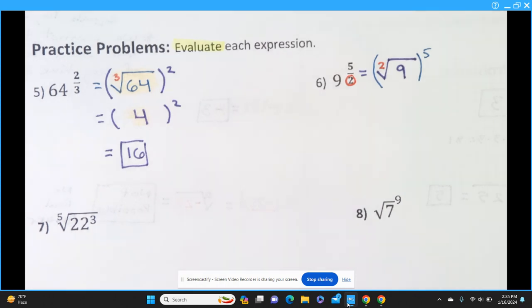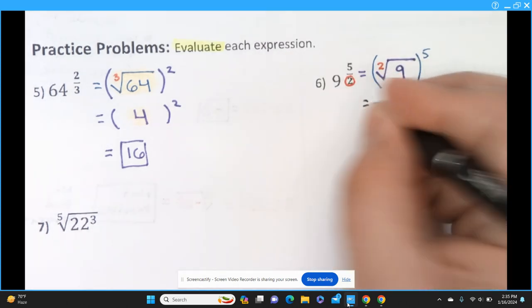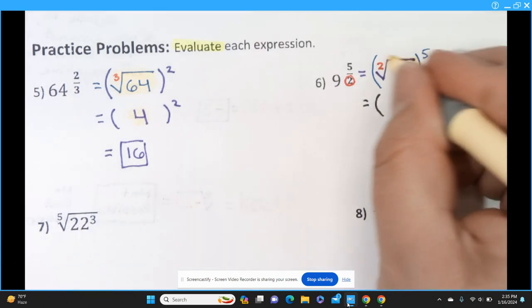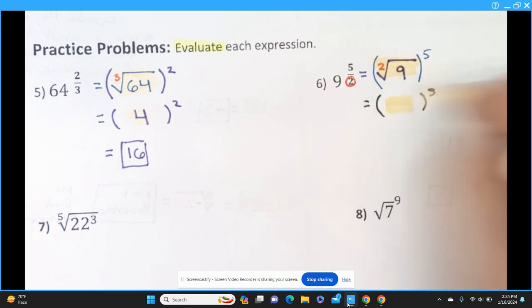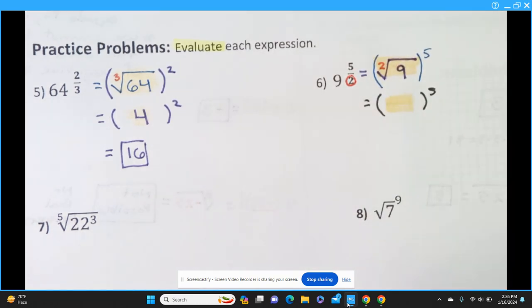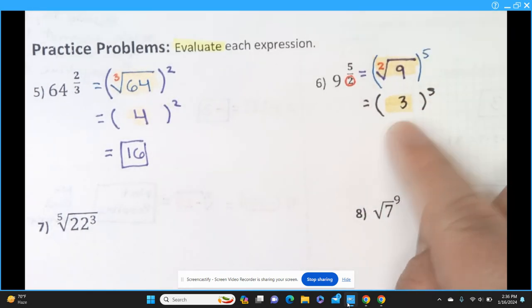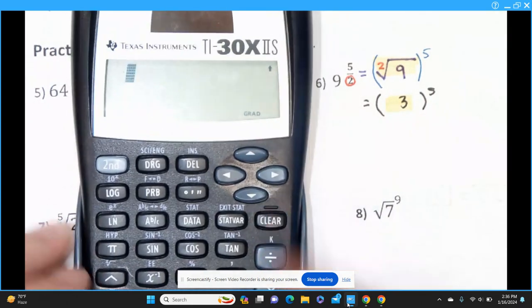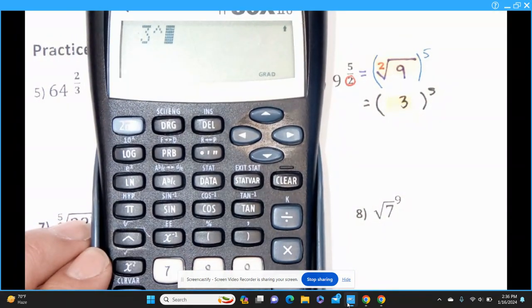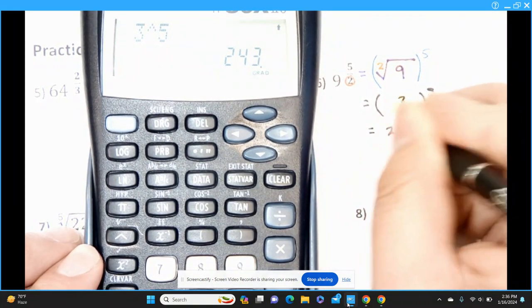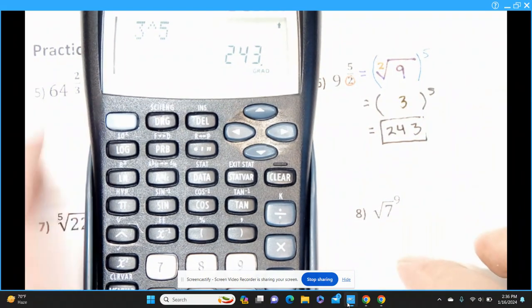All right, calculator time. So I'm going to let the calculator take over for this one, just to do the inside part first. And when I type this into the calculator, take a moment, type it in. And then whatever you get for this is what you should be writing in here. And the square root of 9 is just 3. All right, but now you got to be careful. Look, it's 3 to the 5, not 3 times 5. So 3 power button 5. There you go. 243, big number. All right, so there you go.